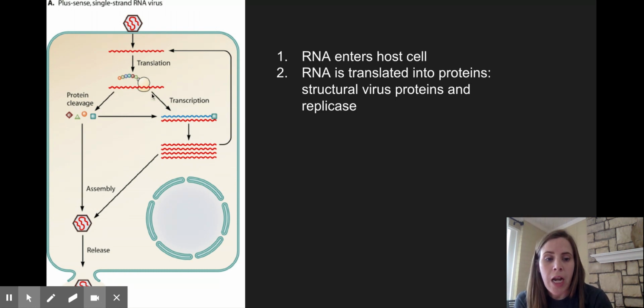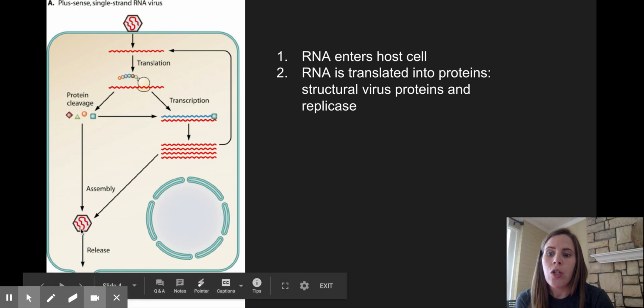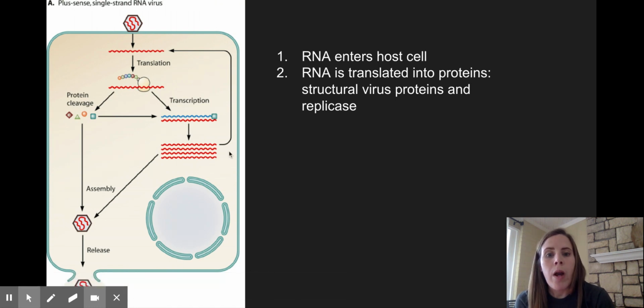And on this piece of RNA, there are codes for a couple different kinds of proteins. So some of them are structural, and they are going to be used to create the outside of the virus, the capsid of the virus. There is one protein called replicase, which is going to be used to basically make a bunch of copies of this RNA. And some of those copies are going to be sent to ribosomes to get translated and make more of these proteins. Some of them are going to be the RNA that actually goes inside of each new virus.